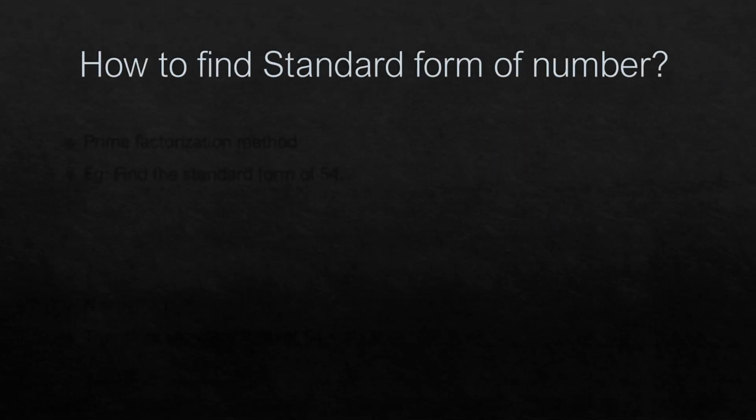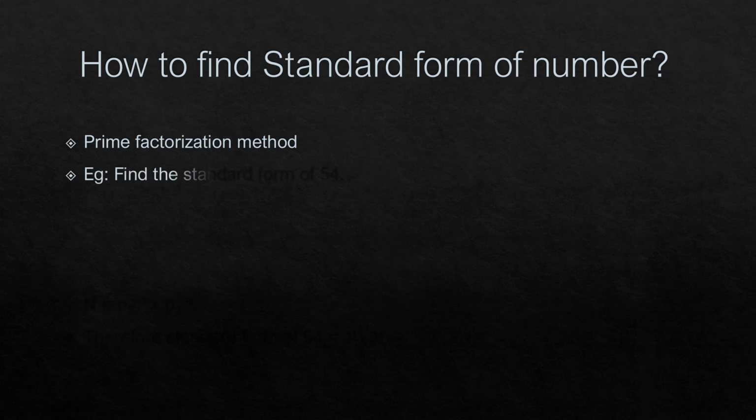So here we'll see how to find standard form of a number. We find standard form of a number by prime factorization method. As I told you in my previous video, how to find out prime factors by prime factorization method. So we'll take one example. Find the standard form of 54.